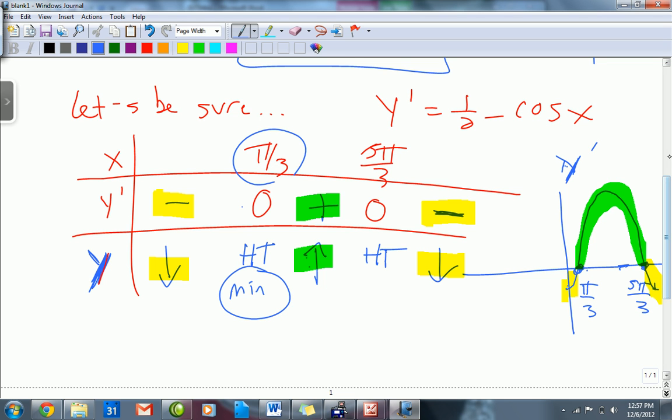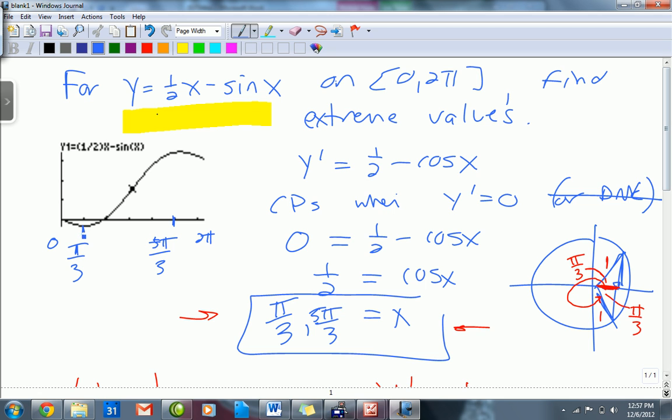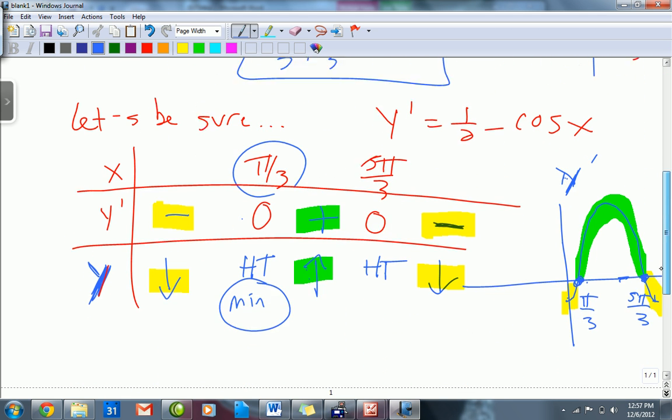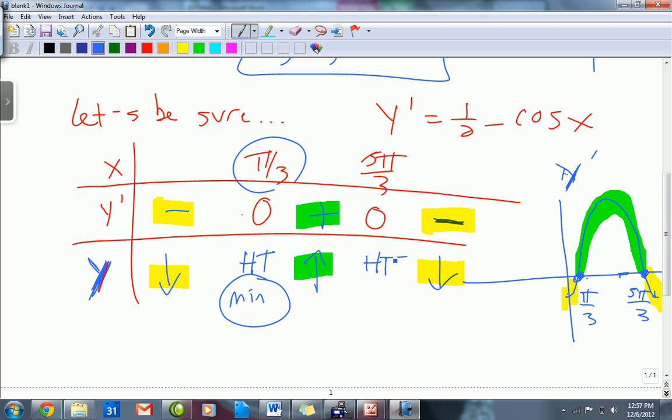So let's take a look at the original function, which we've lost sight of. So here's pi over 3. Up until pi over 3, we're going down, stops, and then we go back up. And we go back up all the way until 5 pi over 3. And at 5 pi over 3, based on this analysis, the function changes from increasing. We're increasing up until 5 pi over 3, positive derivative. And then we change to decreasing at 5 pi over 3. Which means that if a function increases and then changes to decreasing, the point at which it changes, in this case 5 pi over 3, is going to be a max. Okay?